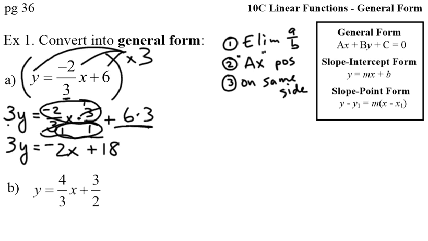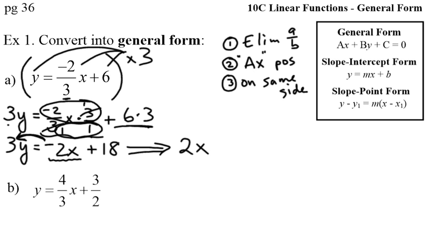That's a good thing. But now I need to get my x term to be positive. Right now, my x term is negative. How do I make it positive? Well, I move it to the other side. So that means if my negative 2x moves to the left side, it becomes a 2x. That's a good thing. I now have a positive x term.